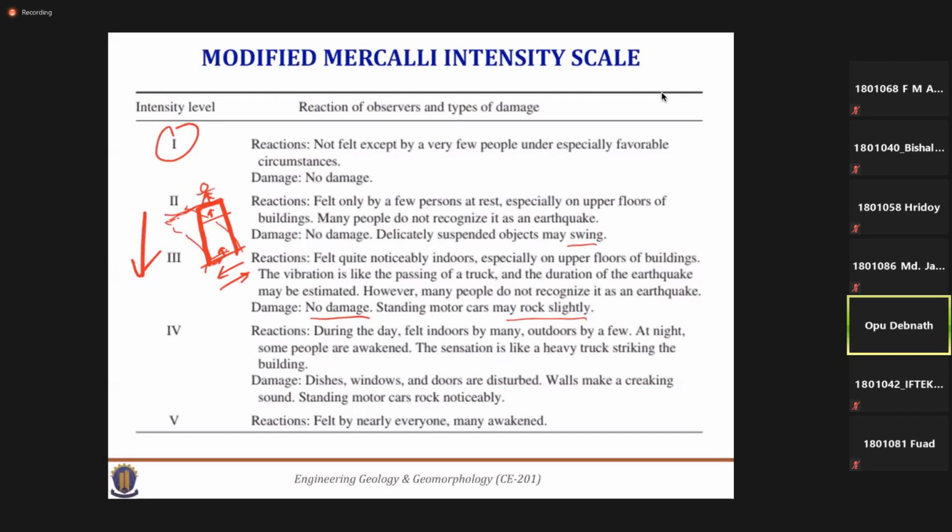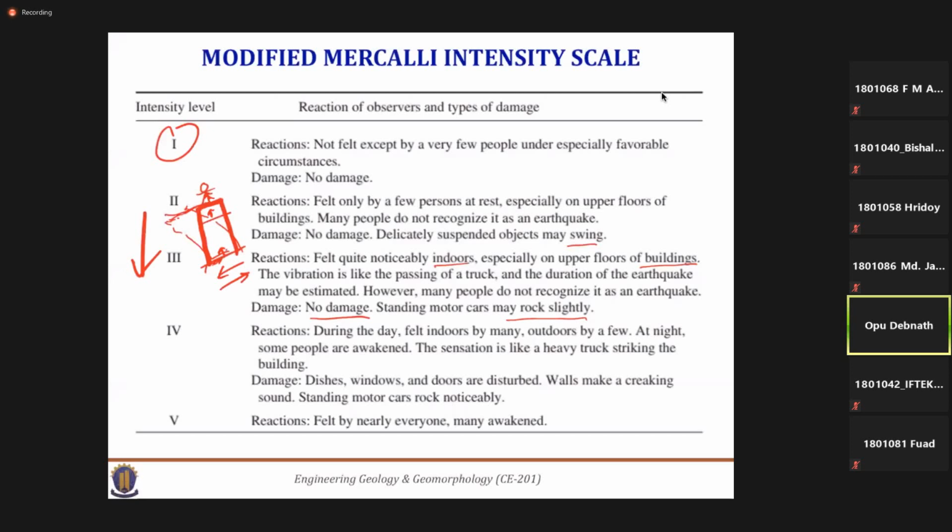And parallelly, the people's reaction is increasing. That means the quake is noticeable indoors, especially on the upper floors of buildings, and the vibration is like a passing truck, and the duration of the earthquake may be estimated. Sometimes while a truck is moving along the road, if you're sitting on an upper floor of a building along this road, due to the movement of the vehicle some vibration is felt. So if the feeling is of this type, the intensity level is up to 3.